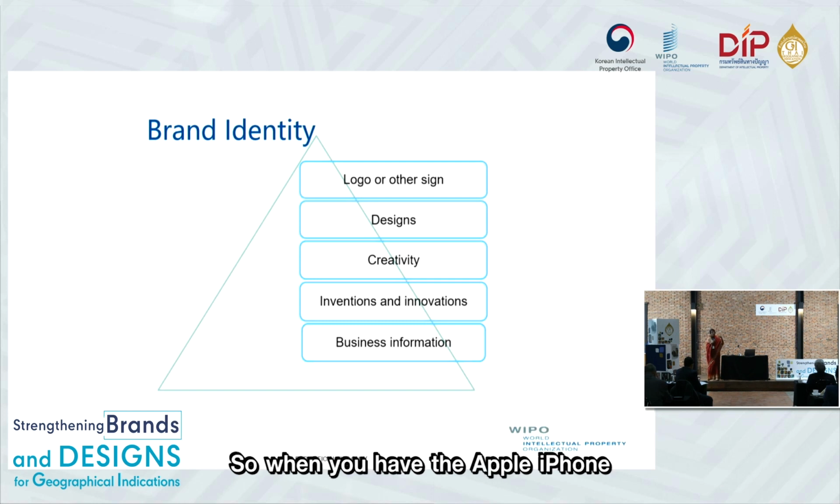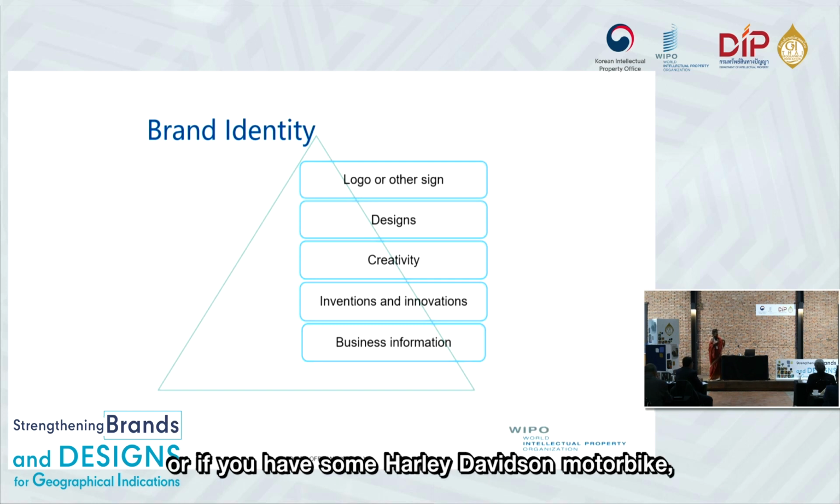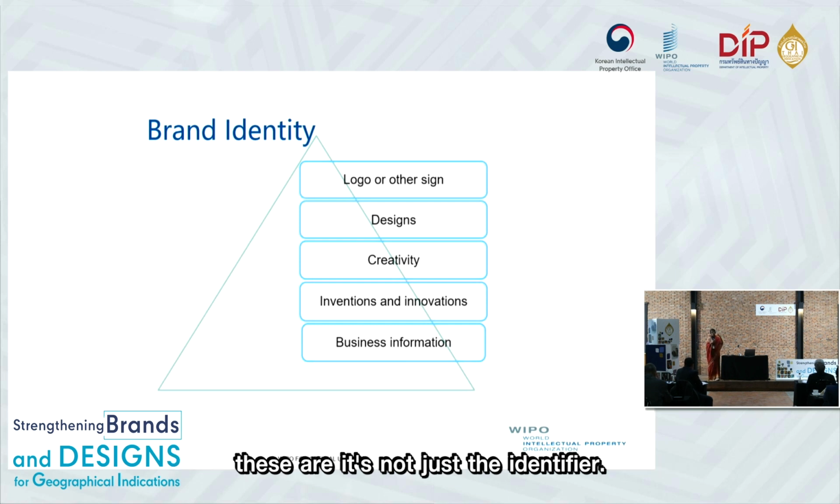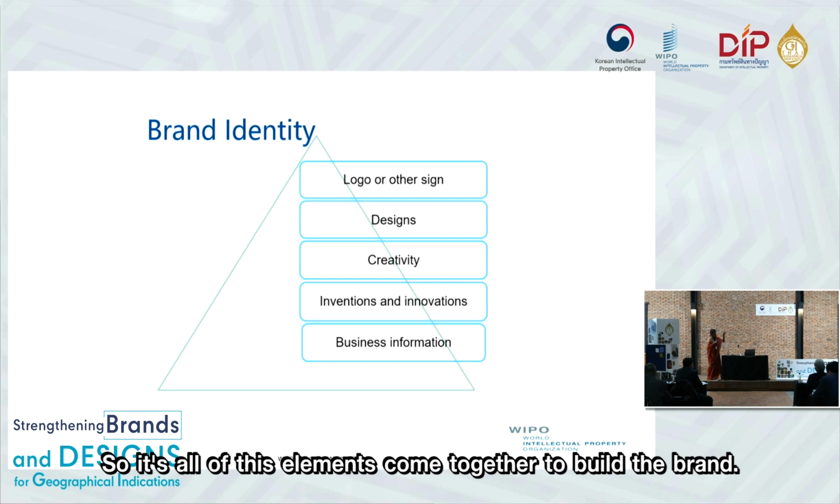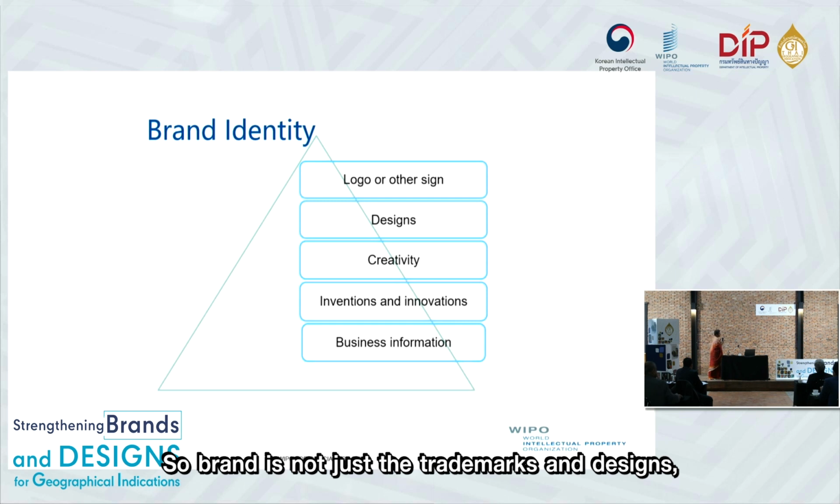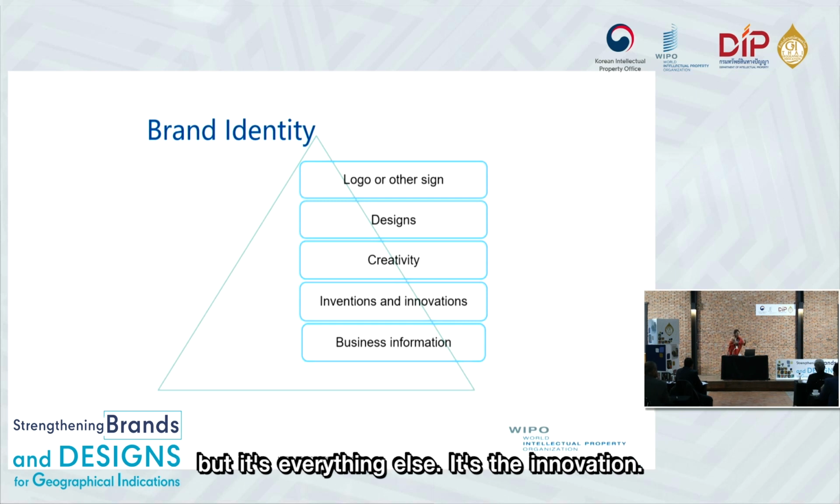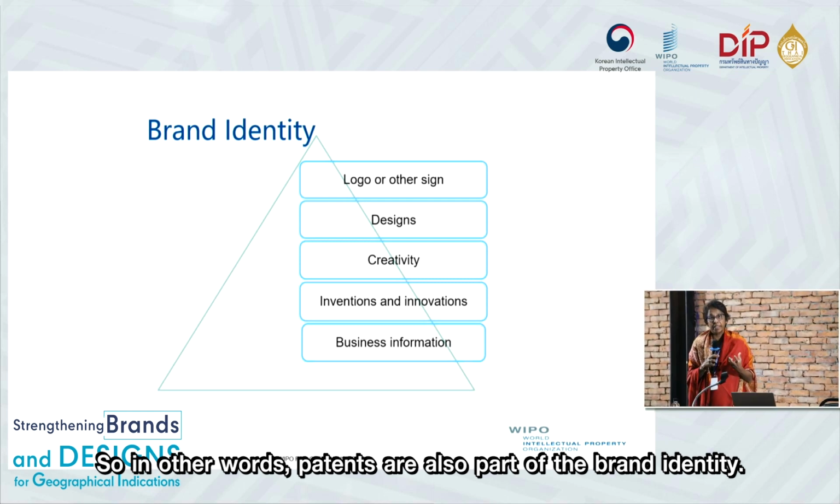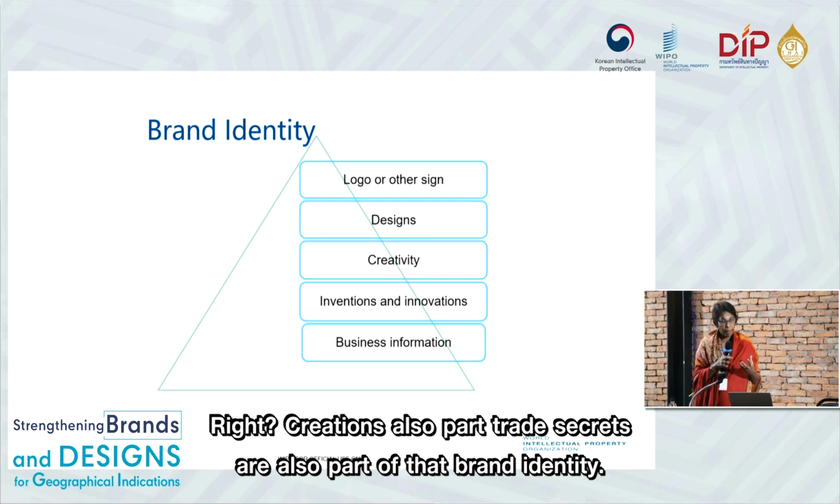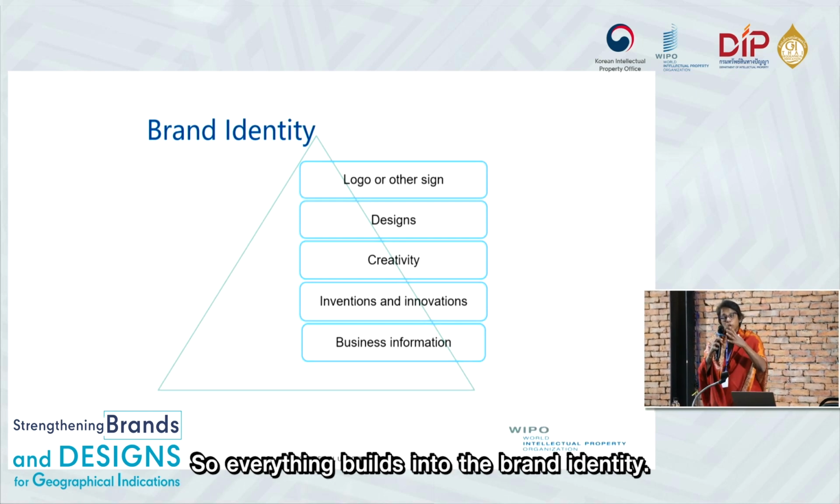So when you have the Apple iPhone, or some Harley Davidson motorbike, it's not just the identifier. It's everything about the product that you're communicating through the identifier. So all of these elements come together to build the brand. Brand is not just the trademarks and designs, but it's everything else. It's the innovation. So in other words, patents are also part of the brand identity, right? Creations are also part, trade secrets are also part of the brand identity. So everything builds into that brand identity.